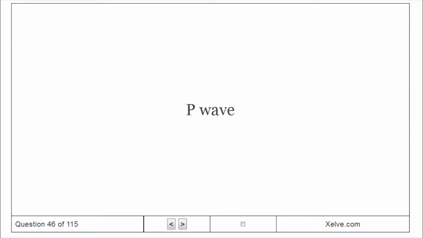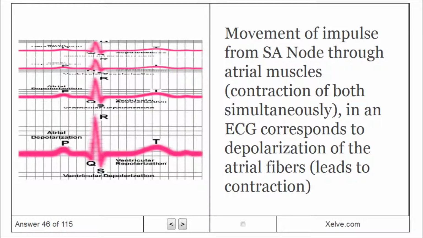P-wave. Movement of the impulse from the SA node through the atrial muscles, contraction of both simultaneously. On the ECG it corresponds to depolarization of the atrial fibers, which leads to contraction.